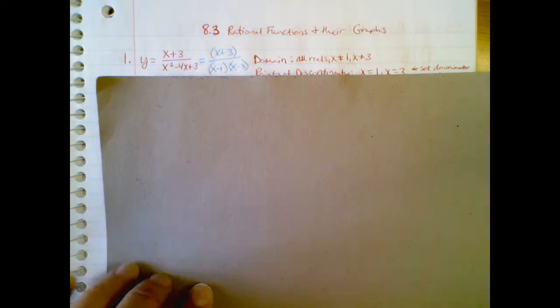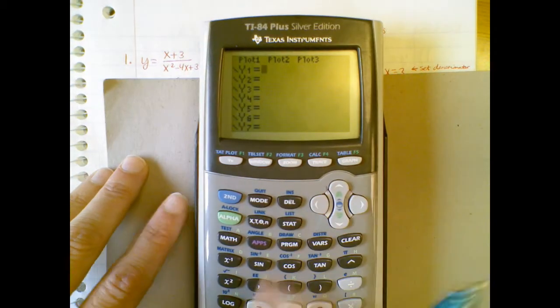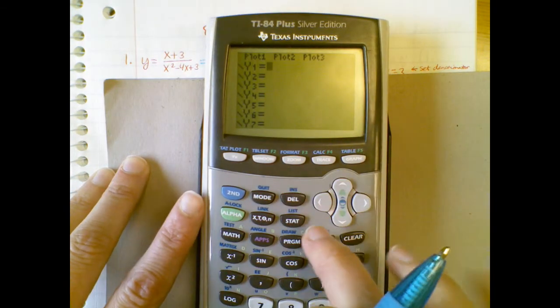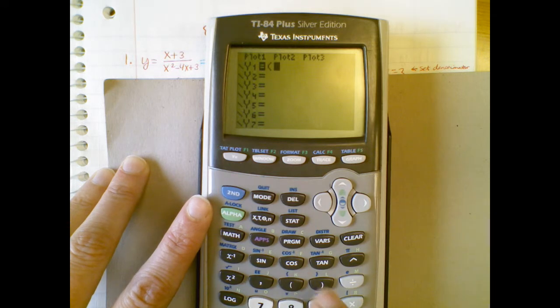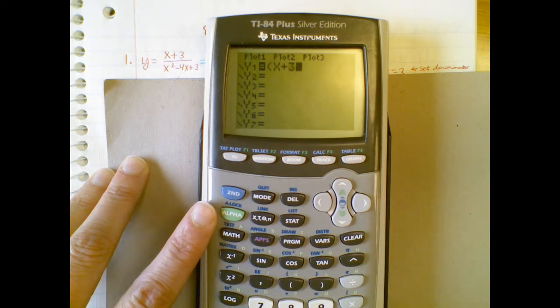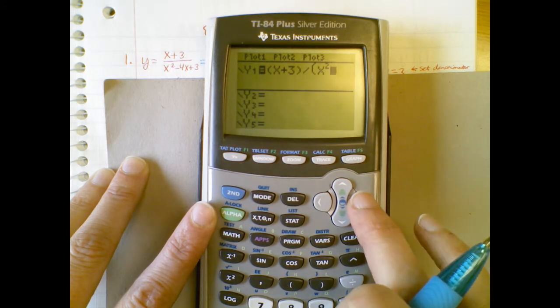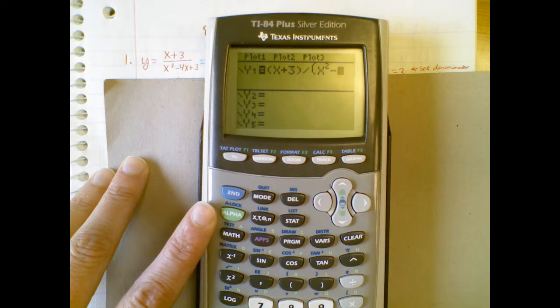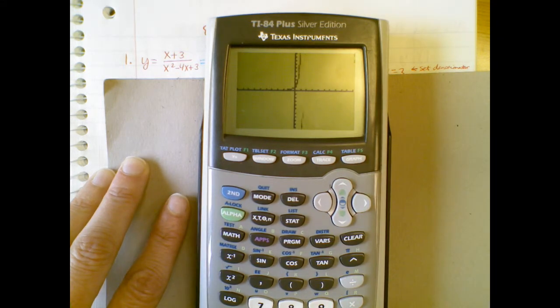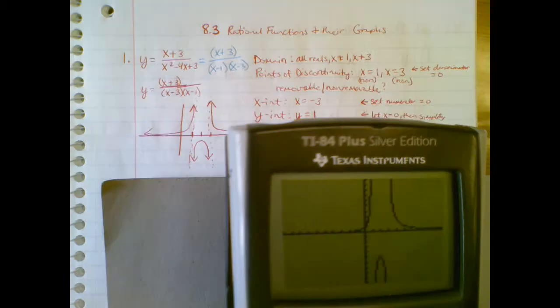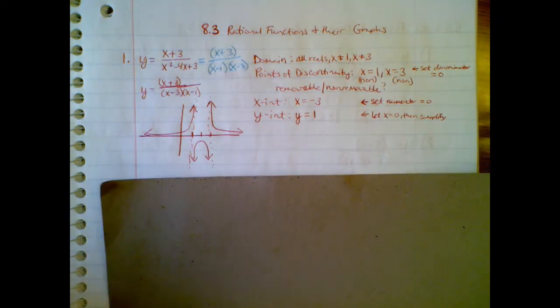So then we're going to go through, and let's still graph it on our calculator. Again, we can type it into our calculator in factored form, or as just the original problem. We're going to put what's in the numerator in parentheses divided by what's in the denominator in parentheses. So we get this graph, and I'm going to make a sketch of it so we can use this sketch to our advantage.